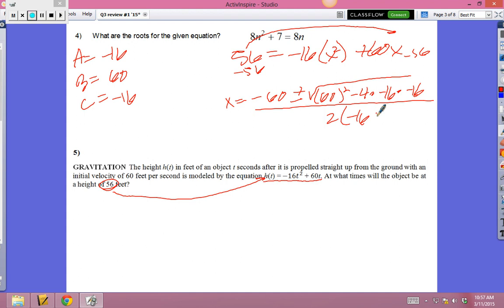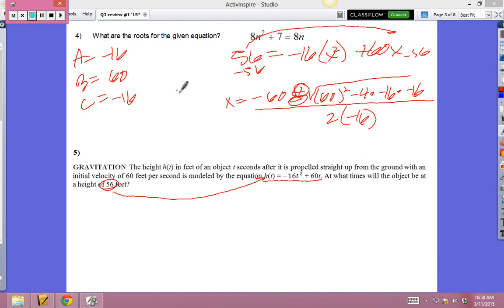6.7. Okay, now I'm going to just type this in on the calculator and press enter. So let me pause it and calculate. It's going to give me two answers. I need to do it twice, once for the plus and once for the minus.